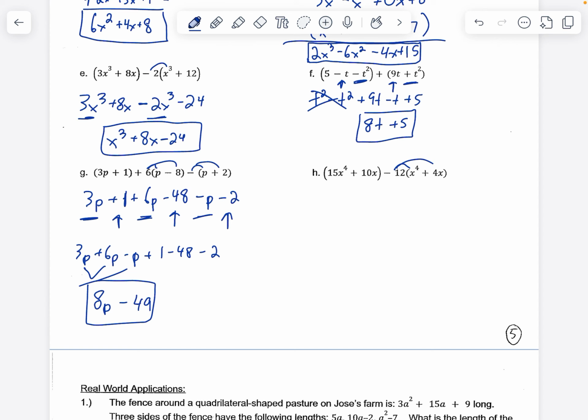All right, and last but not least, hopefully you have already completed this, and if not, of course, pause the video. So negative 12 gets distributed to both terms, and we'll end up with 12x to the fourth minus 48x. After that, we can combine together like terms: 3x to the fourth and negative 38x.